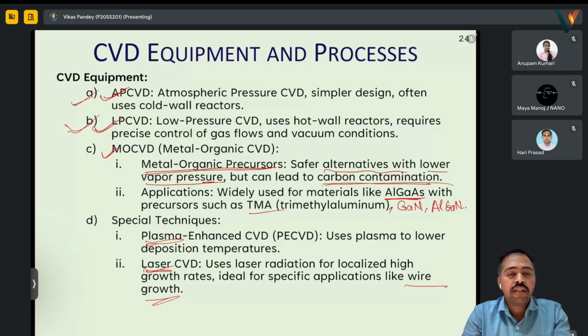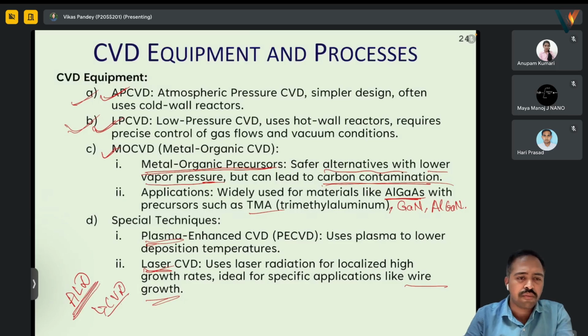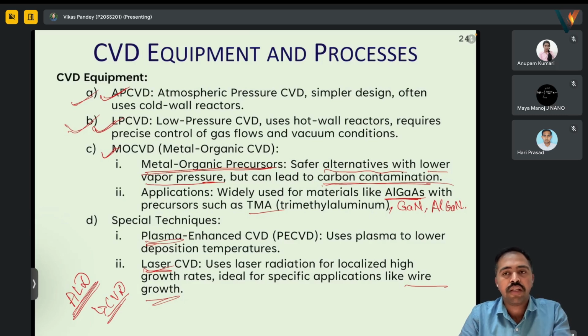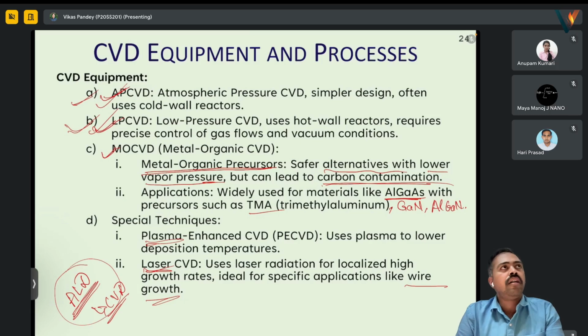And then there is one more kind of thing, atomic layer deposition, ALD. That is also a CVD type. This is also available at many places. Not very common, but it is a costly instrument. So the most common one is APCVD, and second is LPCVD. At our lab we have APCVD, LPCVD, and ALD. And here in IIT Jodhpur, APCVD is very common. LPCVD we have, and I think one or two other labs also have it.